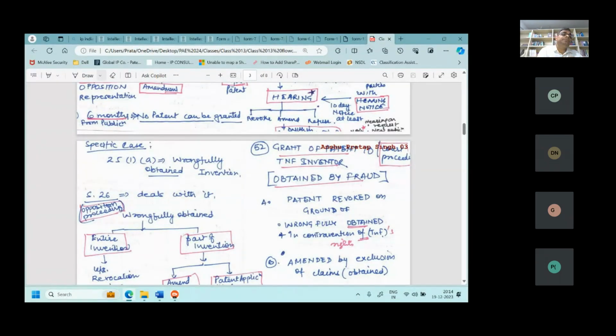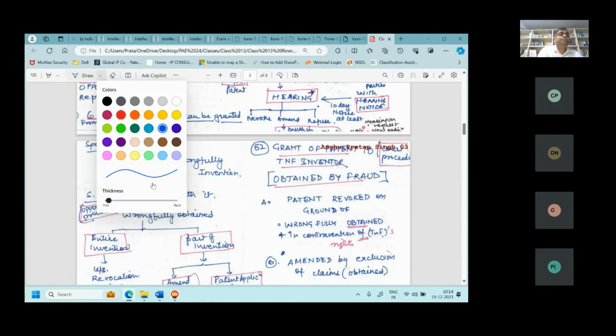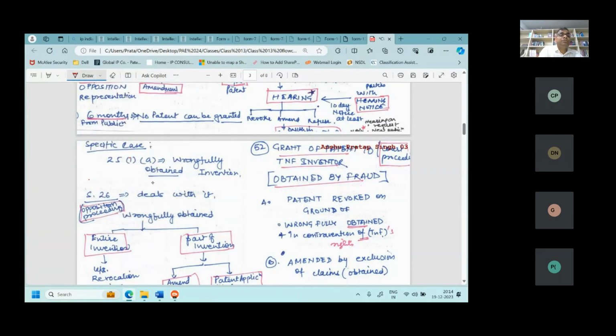It should be 25(2)(a). So in 25(2)(a), what happens is wrongful obtainment was there and you went for the revocation.